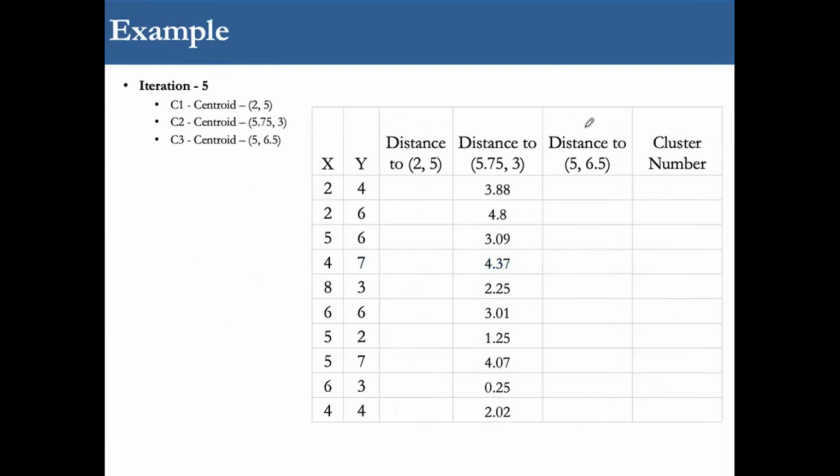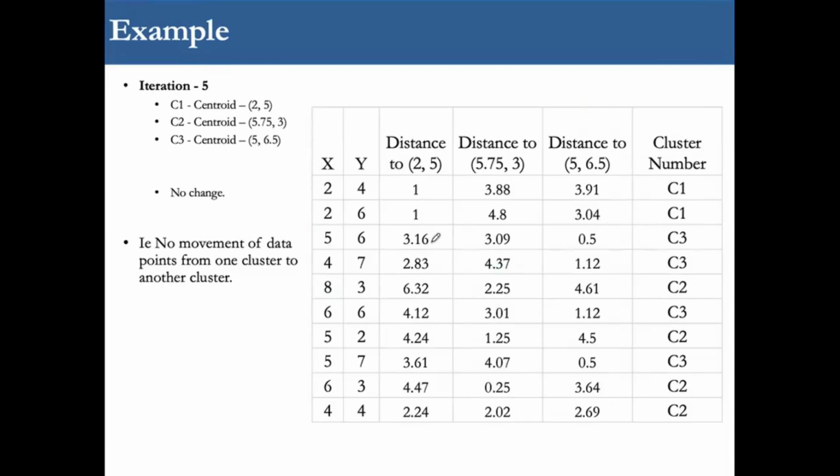So we need to find out the other two columns' values, and then we need to find whether there is any change in the cluster numbers. When we find out these values, we get the cluster numbers again. Now in this case, there is no change in the cluster numbers. Even though values are changed, there is no change with the cluster number. So from the previous iteration, the fourth iteration, to this fifth iteration, there is no change with the cluster number. So in this scenario, we can stop.